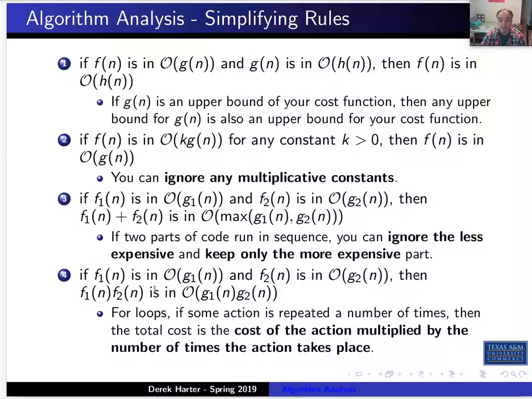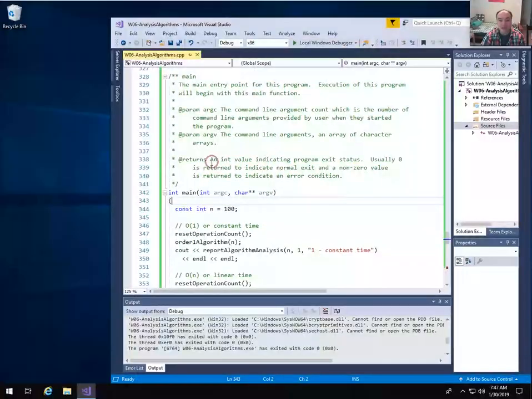And then the third one, in a similar way, for code: if f1 has a growth rate g1 and f2 has g2, and instead of running in sequence we have f1 times f2, then you have to multiply the growth rates together. Again, this is kind of a formalism here. It might be confusing, but what this is saying in a practical sense is that if you have a loop where some action is repeated a number of times, then the cost of the action multiplied by the number of times the loop happens is going to be your growth rate. So you have to multiply those, okay? So let's see what we mean by that here.